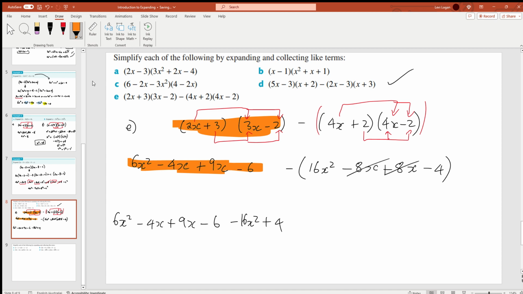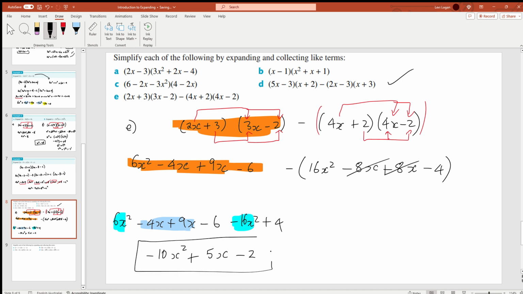So at the moment I can see that's a like term with that, and I can also see straight away that these are like terms, and the numbers, of course, are like terms. So 6x squared plus minus 16x squared is going to be minus 10x squared. Negative 4x plus 9x is going to be positive 5x. And then minus 6 plus 4 is going to be minus 2. And that's about it. So those are all those ones done.